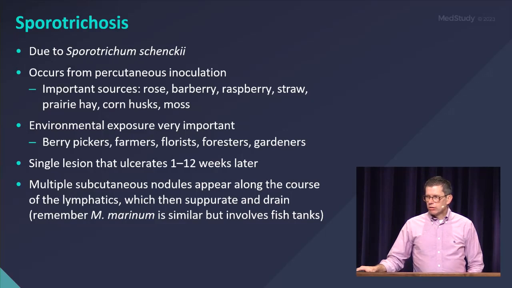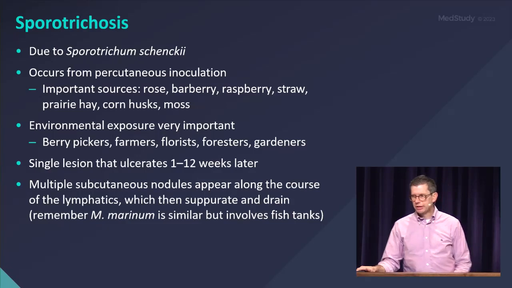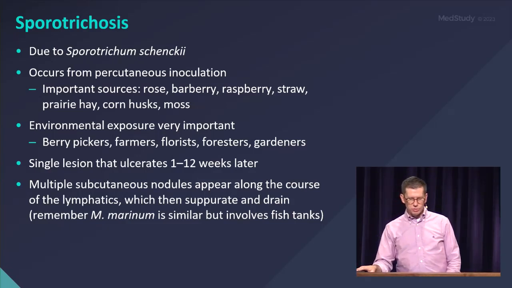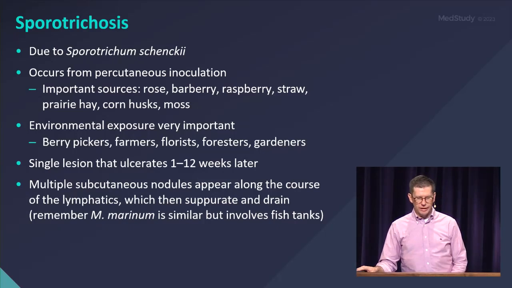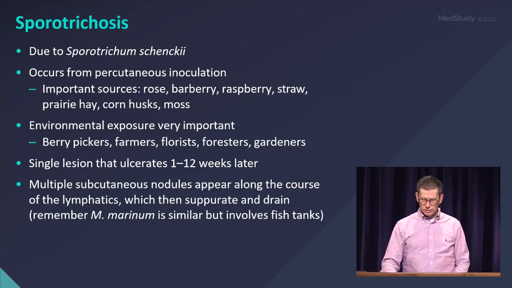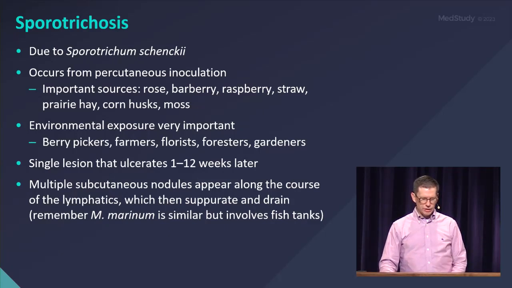Sporotrichosis, so we mentioned this earlier in the talk, right? This is a fungus found in decaying wood and other vegetation. So you think about this from percutaneous inoculation: rose bushes, strawberries, Christmas tree cutting, etc. So you're usually going to see a gardener or forester. It's usually a single lesion that ulcerates 1 to 12 weeks later. It can go along the lymphatics.